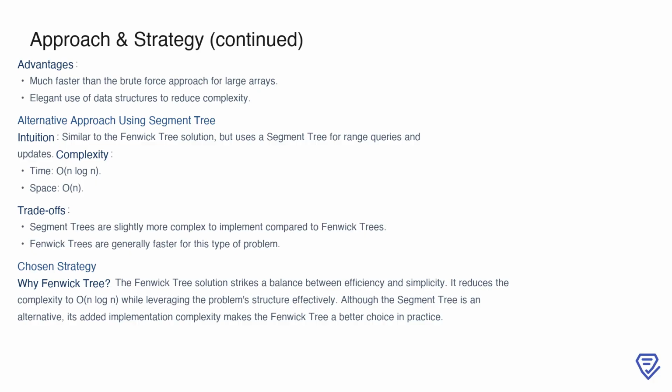and updates. As an alternative, we could also use a segment tree to achieve similar functionality. Like the Fenwick tree, the segment tree allows for efficient range queries and updates, with a time complexity of O(n log n). However, a segment tree is more complex to implement and typically involves additional overhead. In contrast, Fenwick trees are simpler and faster for this type of problem. Given these trade-offs, the Fenwick tree emerges as the superior choice for its balance between simplicity and efficiency, making it more practical and easier to work with.